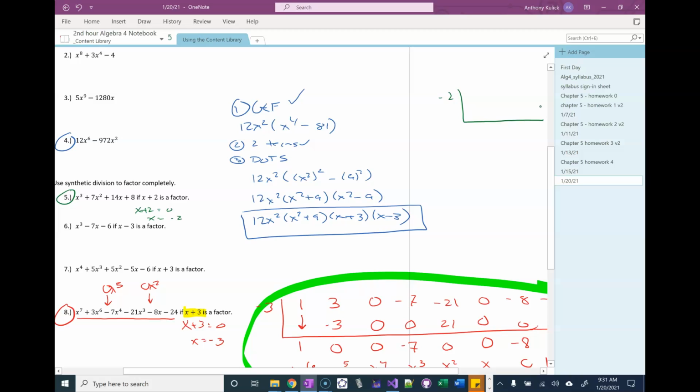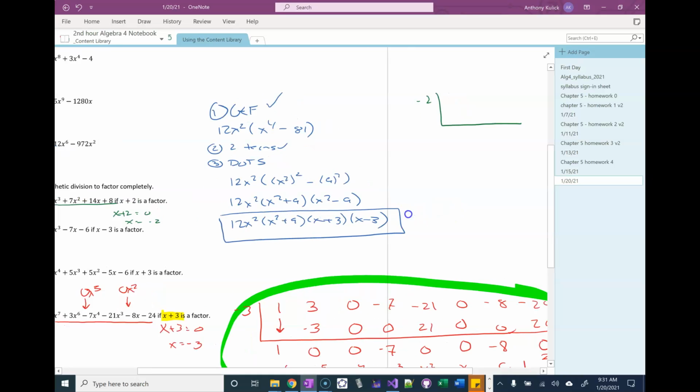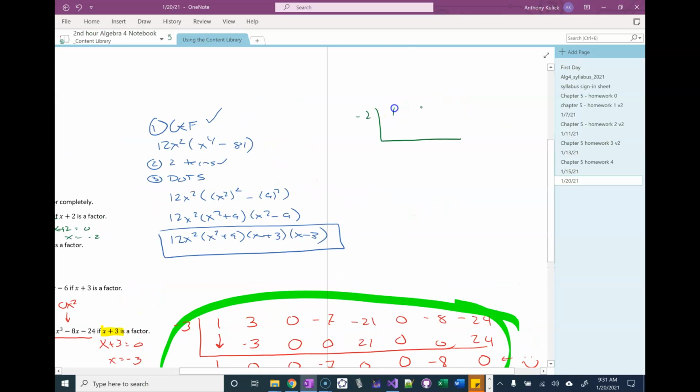The inside of my synthetic division setup is just going to be the coefficients from the polynomial I'm trying to factor. So I don't have any skipped terms because I have an x cubed, an x squared, an x, and a constant. So I can just put those right on up there. So 1, 7, 14, and 8. The first step is to bring that first number down.